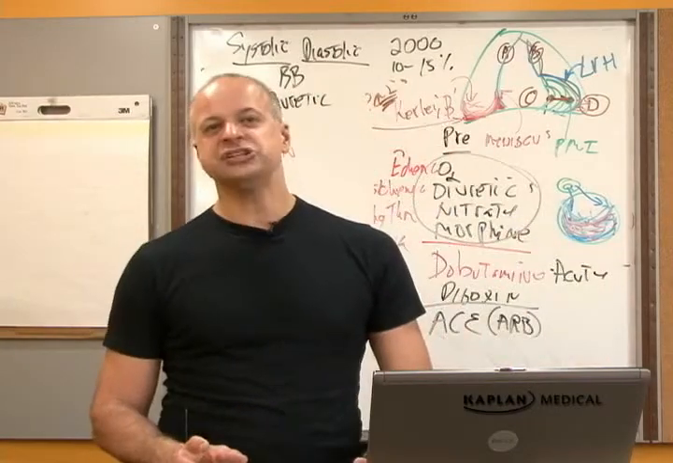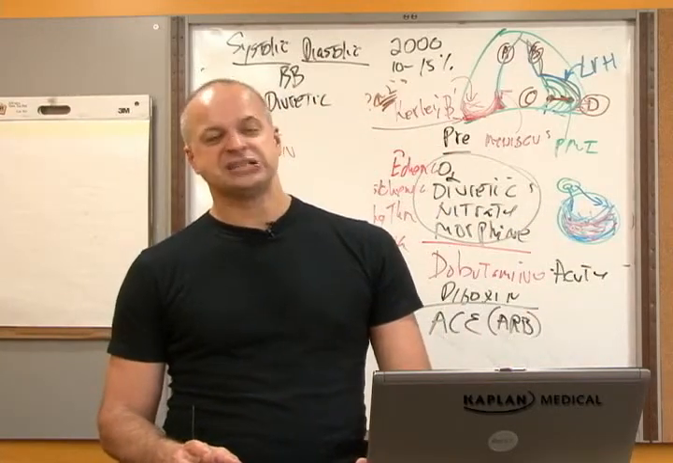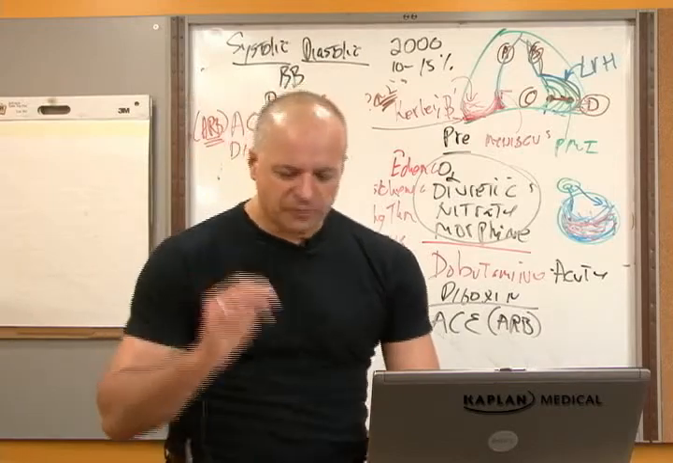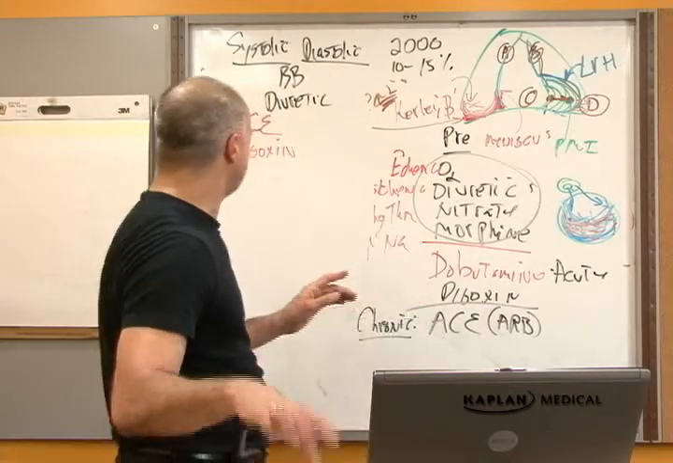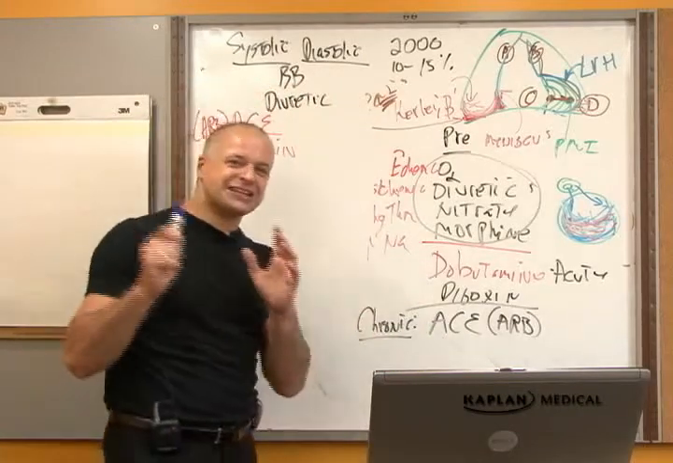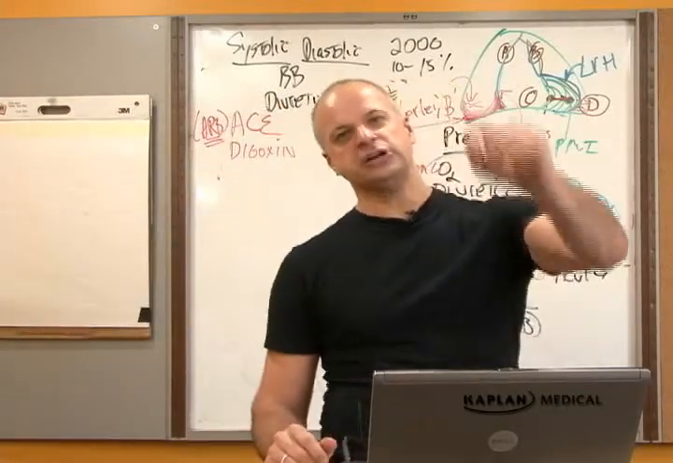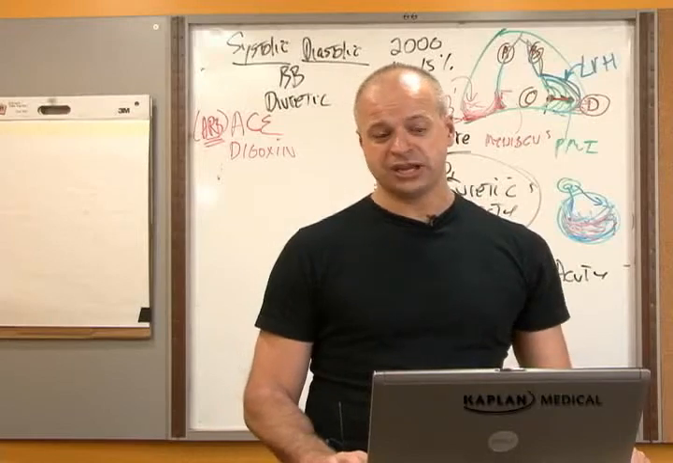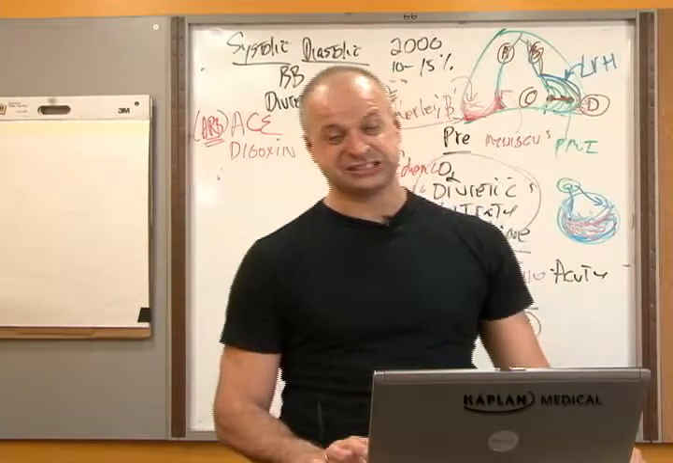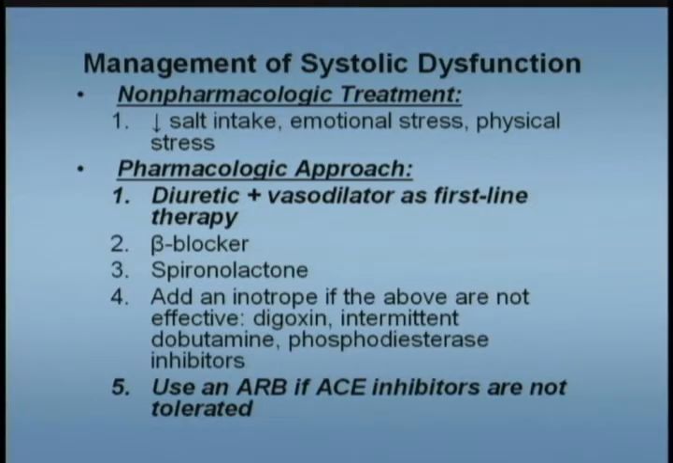So digoxin decreases symptoms. Diuretics decrease symptoms. Remember that spironolactone is not given in a diuretic dose. It is given in a tiny amount to decrease symptoms by inhibiting the renin-angiotensin system. The angiotensin receptor blocker and ACE inhibitors are generally interchangeable.